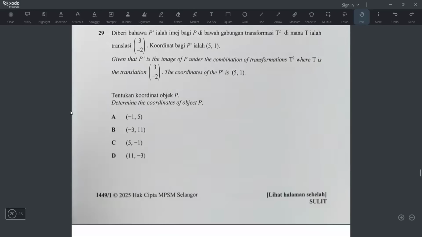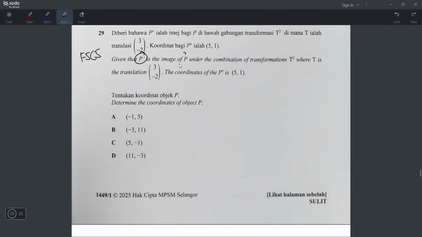Let's continue. All right, question 29, what chapter? Image transformation, so Form 5, chapter 5. Given that P prime is the image of P under the combination of transformation T squared, where T is the translation (3, negative 2), and the coordinate of P prime is (5, 1), determine the coordinate of object P. Okay, this one I always teach my students to draw the arrow. If you think it's confusing, just do the arrow.